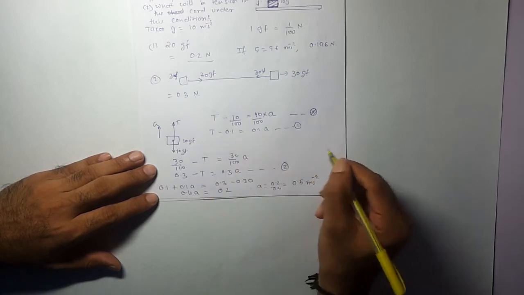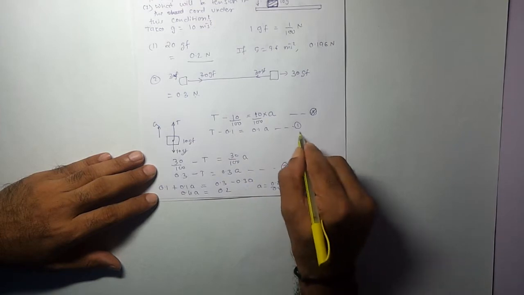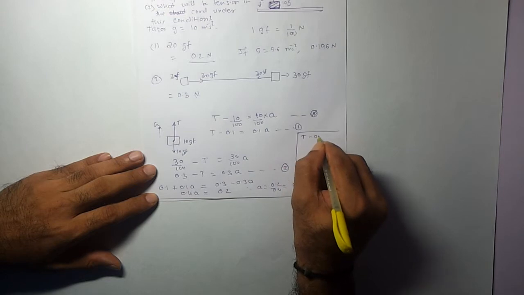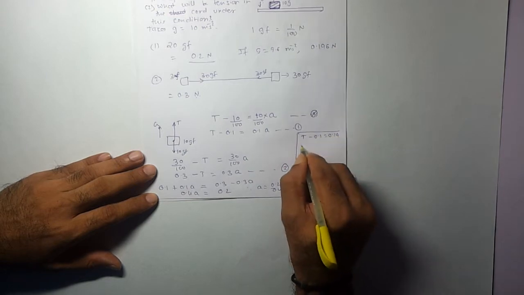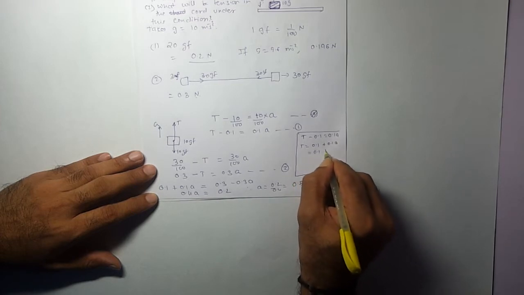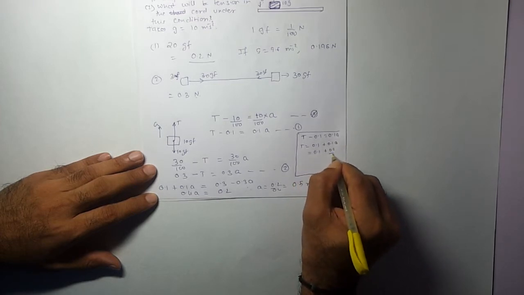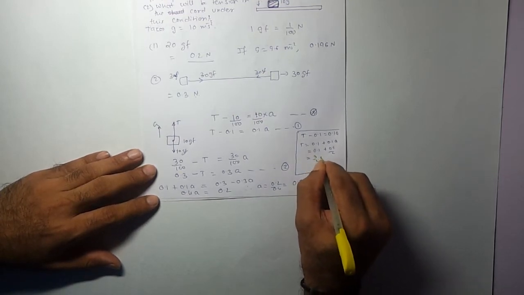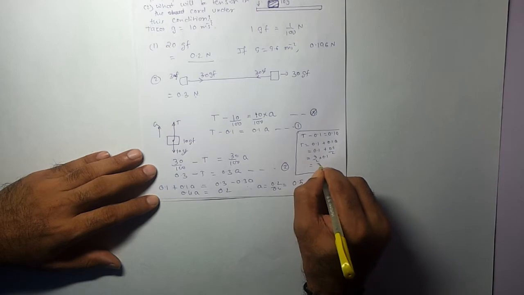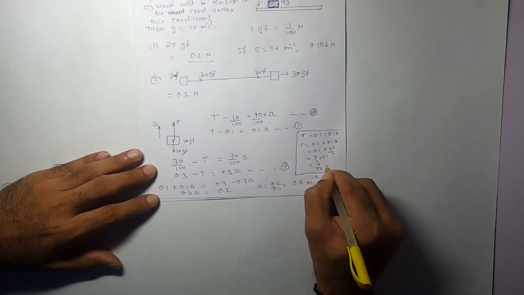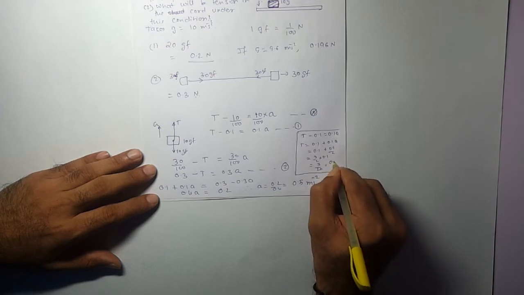I don't want to move on to the next page, so I'll use this particular space to find out the tension. T minus 0.1 is equal to 0.1a, and therefore T is equal to 0.1 plus 0.1a, which is 0.1 plus 0.1 upon 2. So this will give me 3 upon 2 into 0.1, so this will be 3 upon 20, and that will give me 15 upon 100, so 0.15 Newton. So tension would be 0.15 Newton.